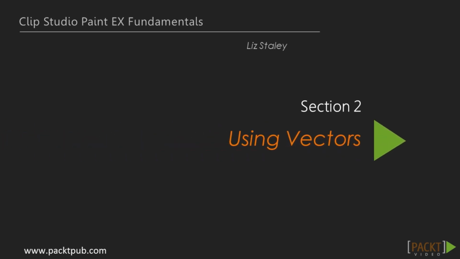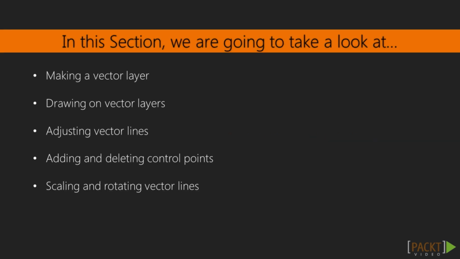Hi, and welcome to Using Vectors. In this section, we are going to learn about creating and working with vectors in Clip Studio Paint. We're going to start off with the basics. We'll learn how to make a vector layer and how to start making vector lines. Then we'll learn how to adjust our vectors before we start adding and deleting control points. Finally, we'll learn how to scale and rotate our vector lines.